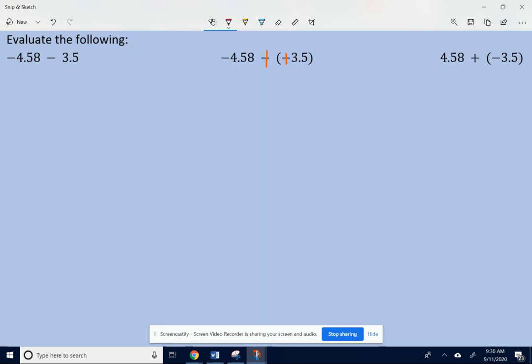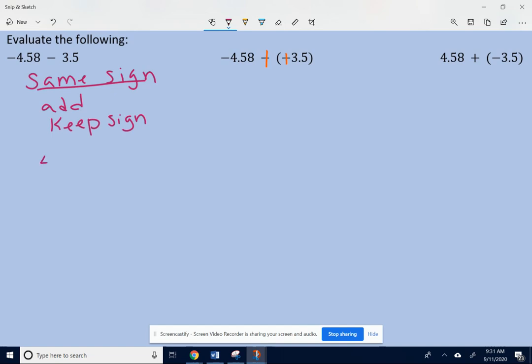The first problem is a negative 4.58 minus 3.5. But we're going to think of that as a negative 4.58 and a negative 3.5. So we have 2 numbers with the same sign. And when we have 2 numbers with the same sign, we're going to add and keep the sign the same. So I want to take 4.58 and 3.5 and add them and make sure the answer remains negative.